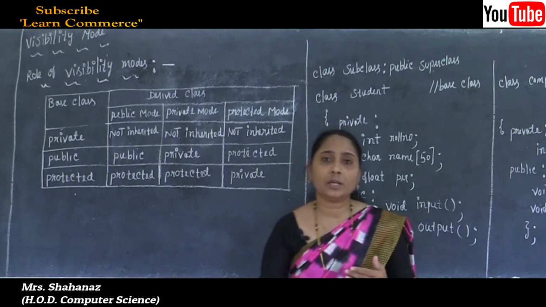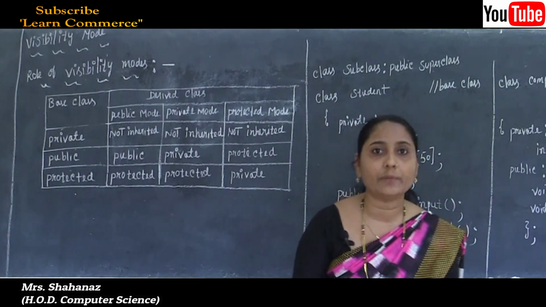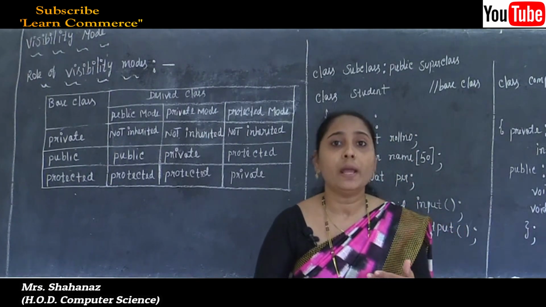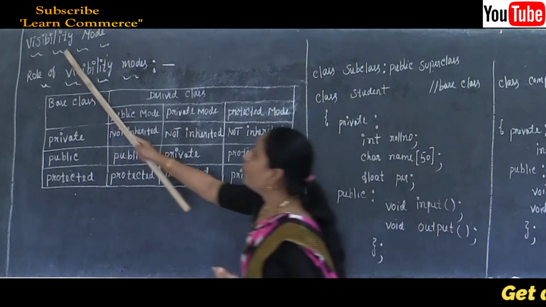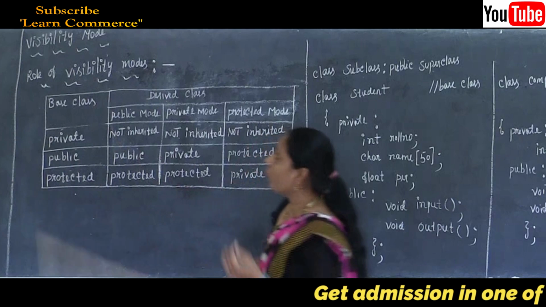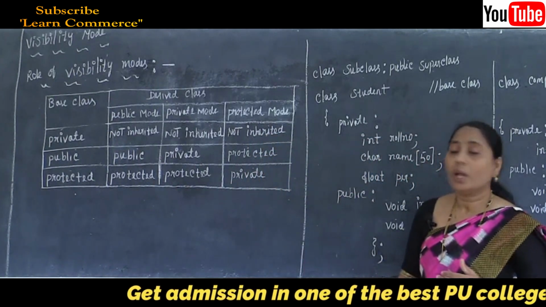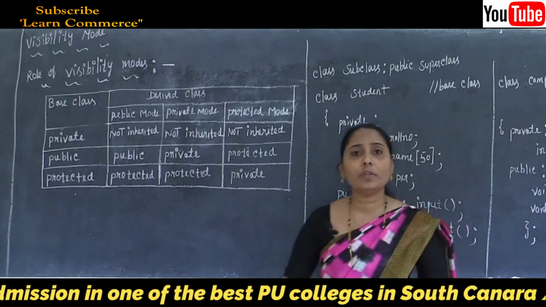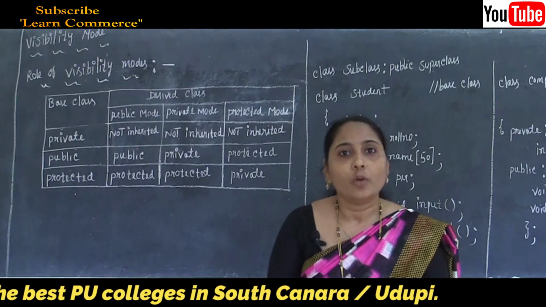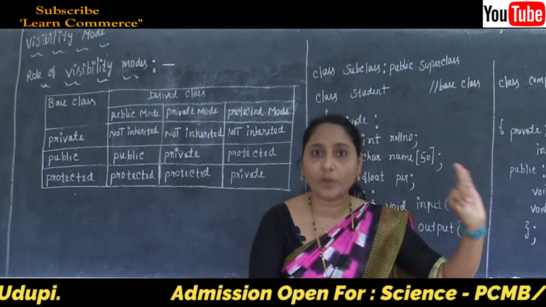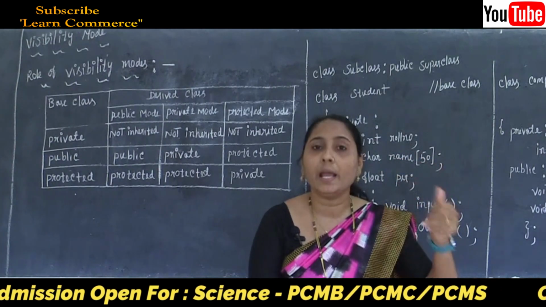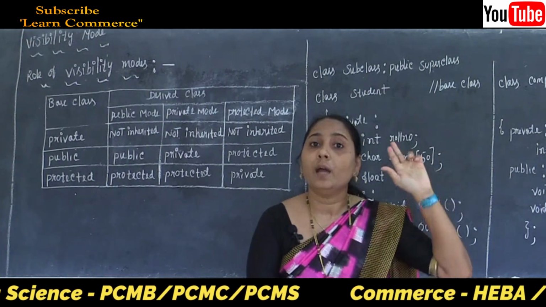So in the last class we already learned all those concepts. Now let's see the next important concept, that is the visibility mode. So the visibility modes are private, public, and protected. Clear this point? The visibility modes are private, public and protected.